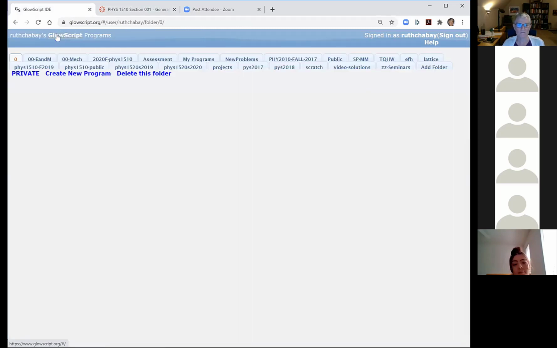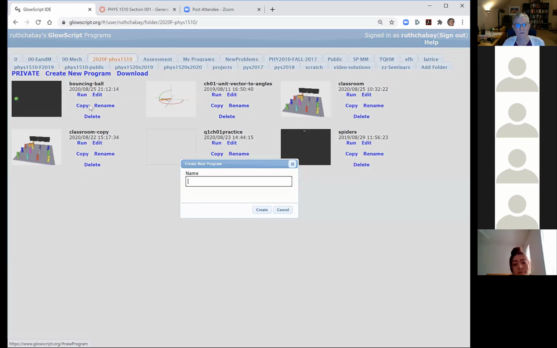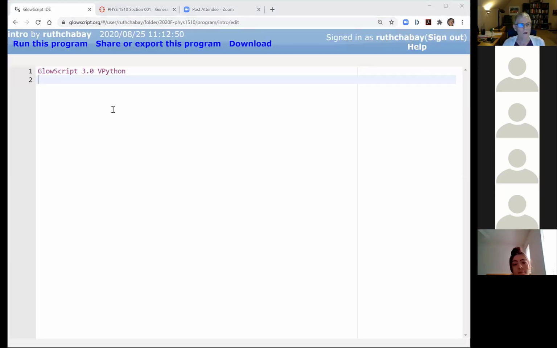This is an application on the web just called Glowscript.org, and I'm going to make a new program. We're going to be working in a language called Python. This is a standard computer language that's used very widely in the sciences and also for data analytics, and some in engineering. A lot of web programs are written in Python also.